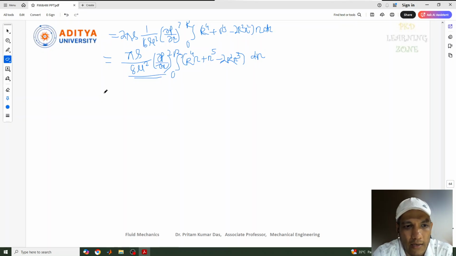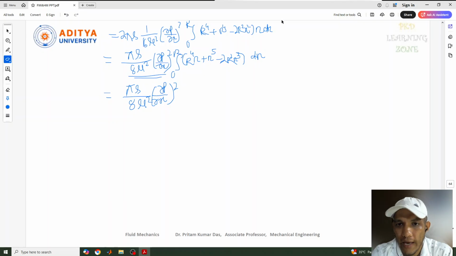So what I'll do, I'll just write this value here finally, pi rho by 8 mu square into del p by del x whole square. This one let me keep it like this, and I'm just taking this value to this side so that I can do the integration directly. So that is integration of R to the power 4, which is constant. Let's take it outside, r dr. So let me write here, bracket start.